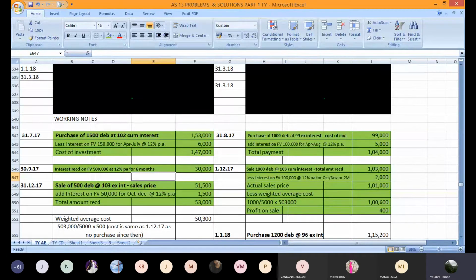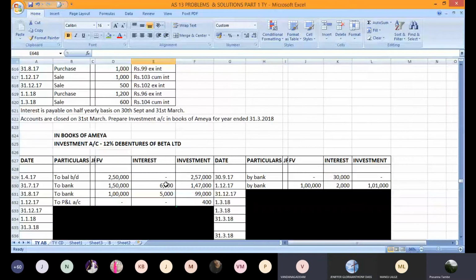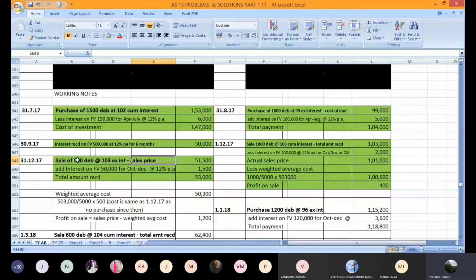500 debentures at 103 ex interest price. So your total selling price is 500 into 103, which is 51,500. Sir, it is 102 ex interest price. Yes, 102. Okay. Let me check. Here also I will have to make a change. It's 102.